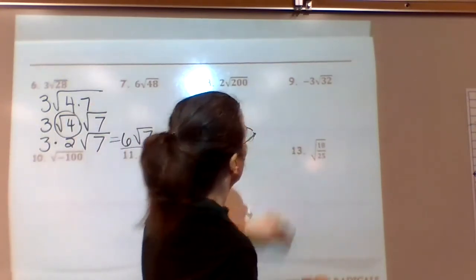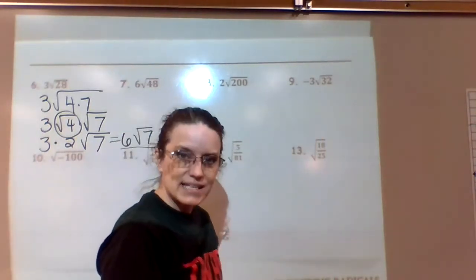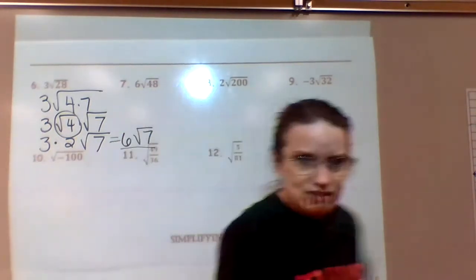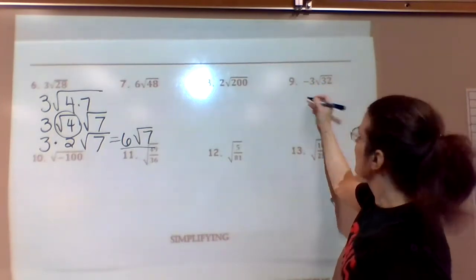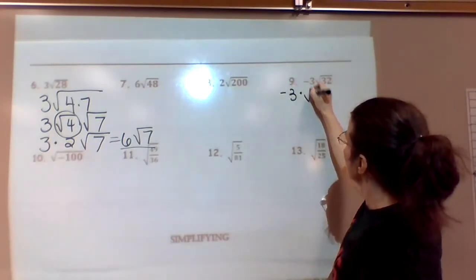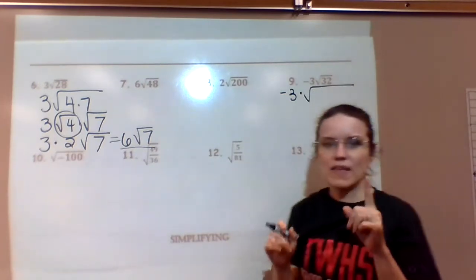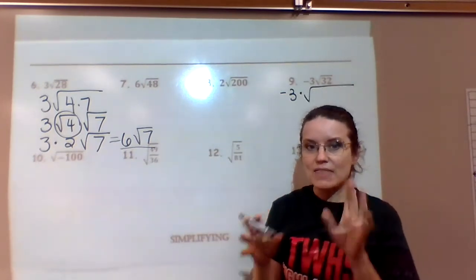combined. What happens if you have a negative number? Don't panic. They still multiply. 3 times the square root of 32, or negative 3. Well, that's negative 3 times 32. Now you think, well, that's 4 times 8. And that would work.